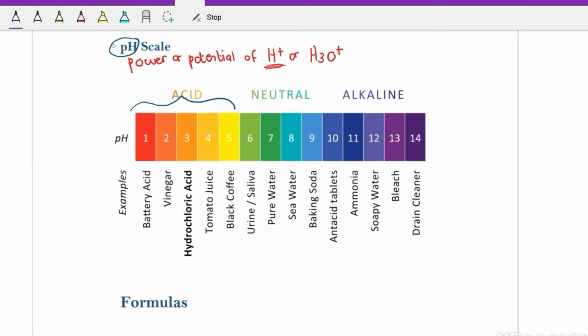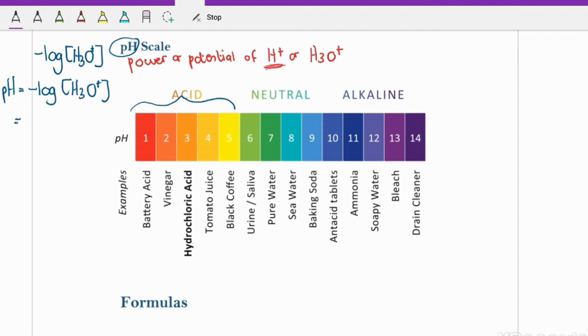Why? Because pH is the negative logarithm of the hydronium ion concentration. Okay, and that's also how you calculate the pH. So you would say the pH is equal to the negative logarithm of your hydronium ion concentration. So if you have a lot of hydrogen ions in your solution, then the pH will be very low. And you can even check this for yourself.